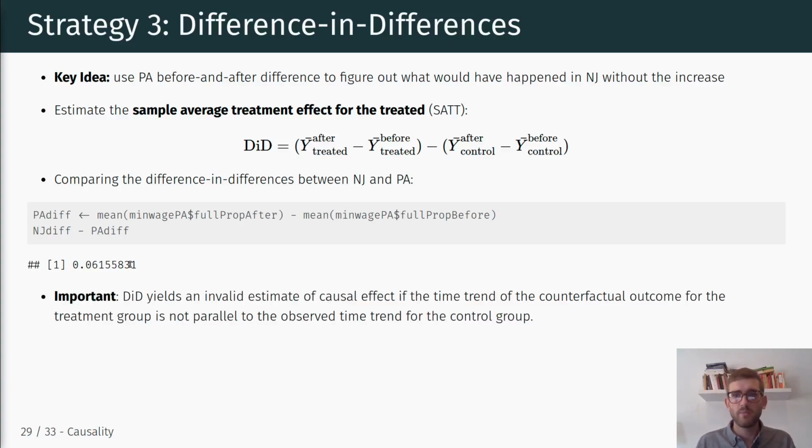So an important point: the difference in difference estimator yields an invalid estimate for the causal effect if the time trend for the counterfactual outcome for the treatment group is not parallel to the observed time trend for the control group. So this is the parallel trends assumption, and that's a really crucial assumption as soon as you're using difference in difference designs.